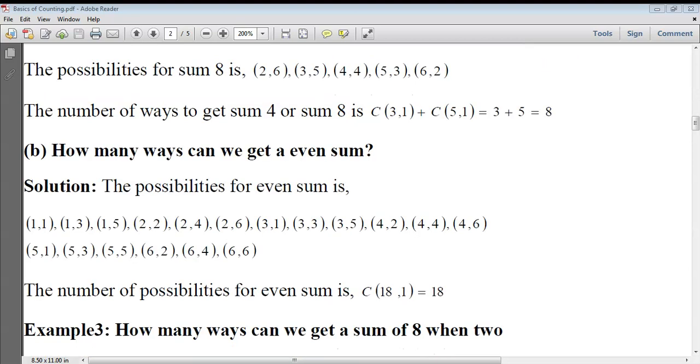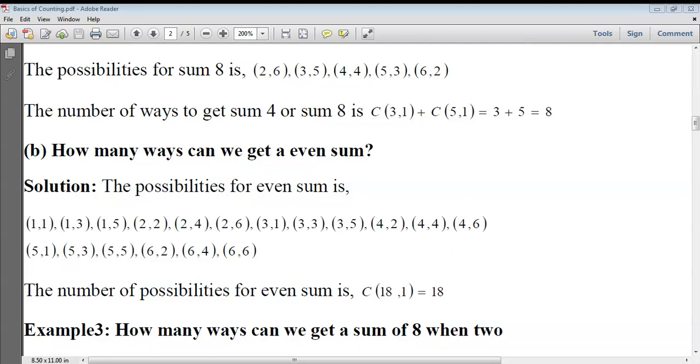So let us see the chances for 8. The possibilities for sum 8 when two dice are rolled are 2 6, 3 5, 4 4, 5 3, 6 2. So for sum 4 there are 3 chances, and for sum 8 there are 5 chances. So 3 plus 5 is equal to 8. The next question is, in how many ways can we get an even sum?